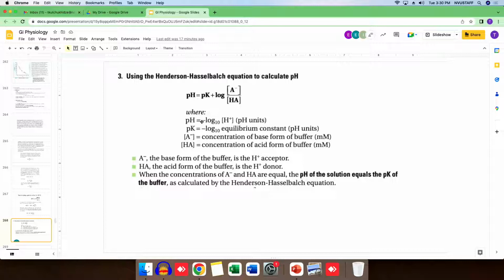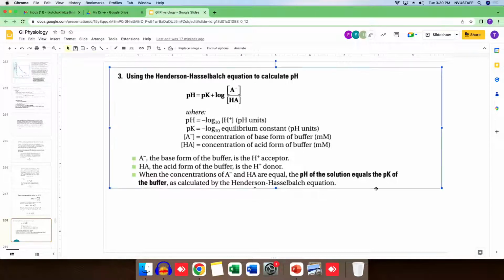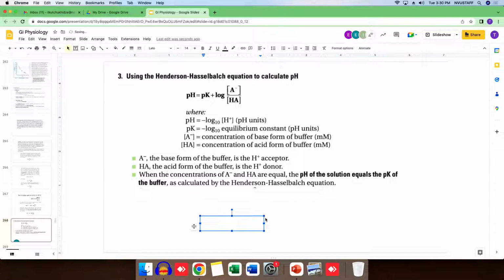Zwitterion, when pH equals pKa on the titration curve. I will type it. Zwitterion. Did you get it?